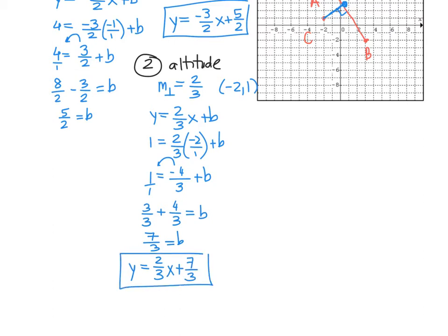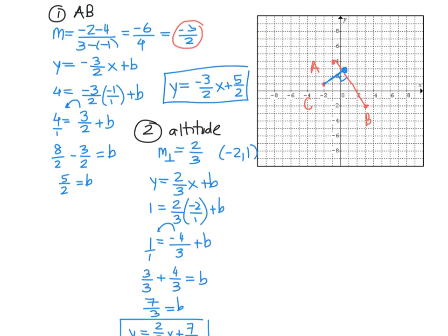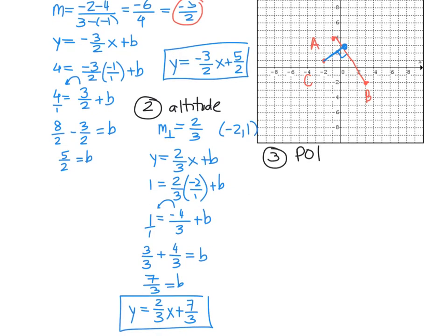So quite a few fractions here, but that's okay. Now I have the equation of this blue line and this red line, and the whole purpose was to find that point of intersection so I can find the distance. So step 3, point of intersection. I have highlighted and boxed my two equations here, and I am going to do substitution. This is what y is equal to, and there's a y right here, so I'm going to sub one equation into the other. So negative 3 over 2x plus 5 over 2 equals 2 over 3x plus 7 over 3.